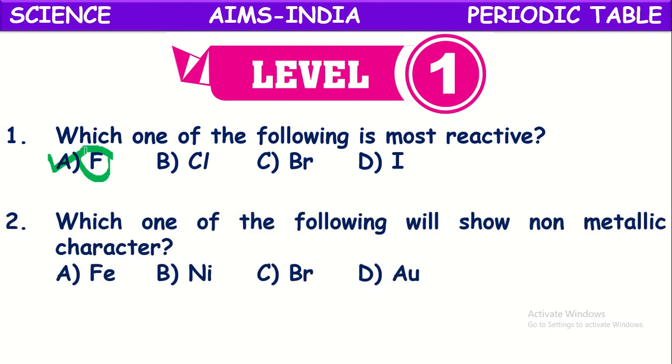Okay, next one. Which one of the following will show non-metallic character? Here some elements are given. Identify which is the non-metallic element among these. We know iron, nickel, and the last one gold, these three are metals, isn't it? The only non-metal among these is bromine, and that too it is a liquid non-metal. Bromine is the only non-metal which exists in the liquid state at room temperature. So bromine is a non-metallic element and it is a liquid non-metal.